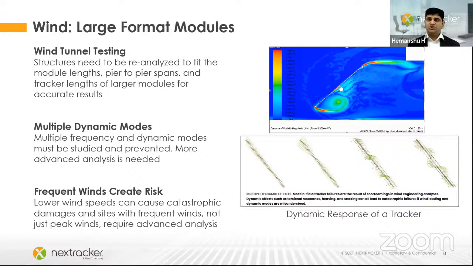So the longer the module becomes, the loads actually increase by a factor of 2x. And so that kind of results in reanalyzing these wind tunnel tests for these large format modules. It also starts impacting the number of modules that you have between two piers. You need to have a standard, like how many modules of that category can actually be put between the two piers that you have in the row.